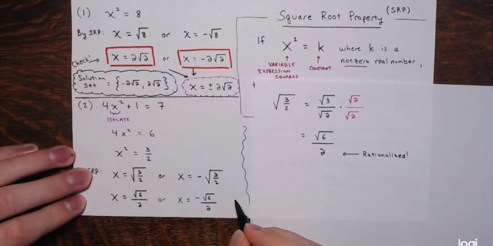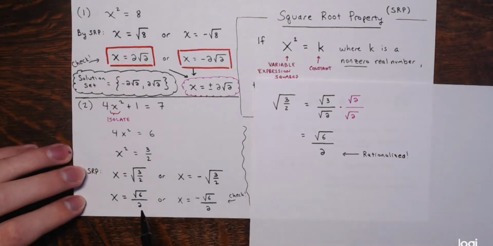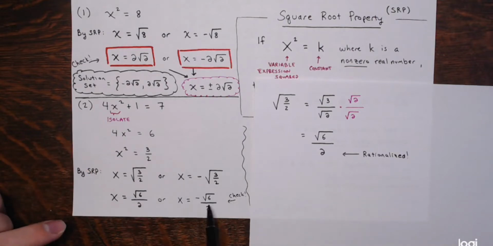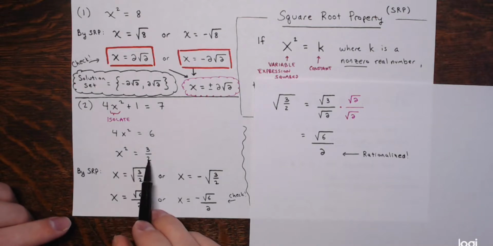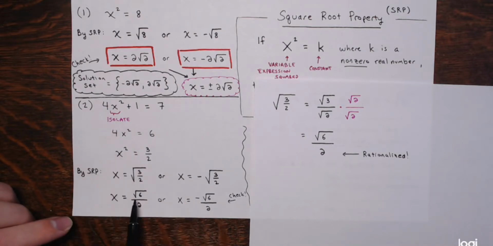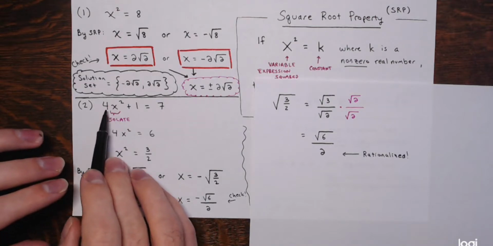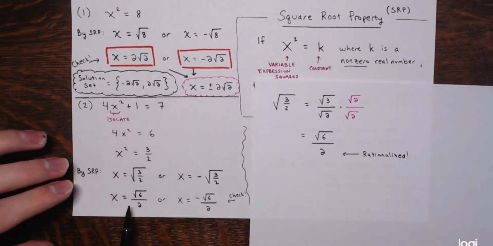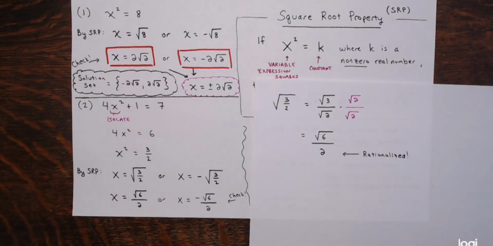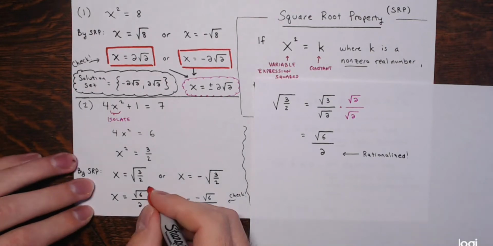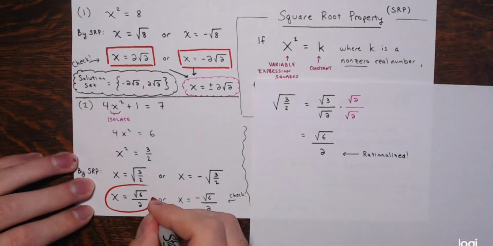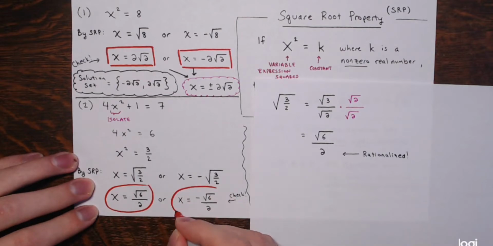Now, if you were to check these, right, don't forget to check your solutions. Either one of these numbers, when you square them, would give me 3 halves. So for either one of these numbers, I'd have 4 times 3 halves, which would be 6, plus 1 would be 7. Both of these would give me 7 equals 7 back in the original equation. Right? So they both work.